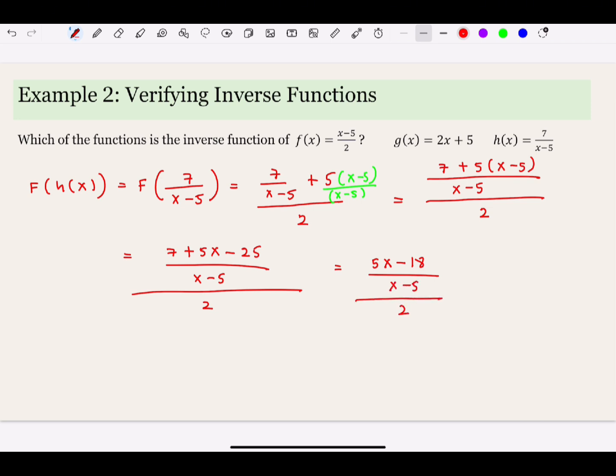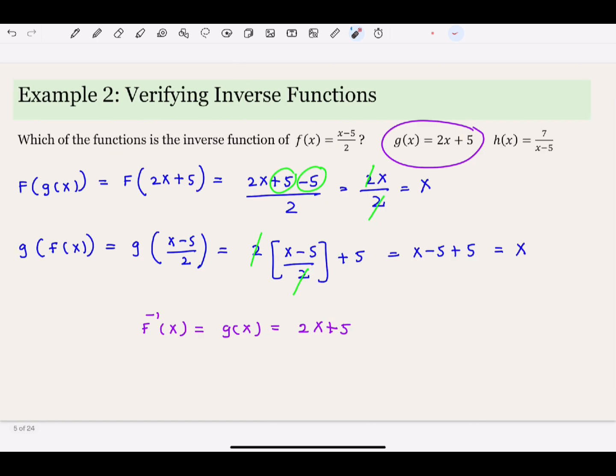Okay, so if you simplify this, you will not get x. If you want, you can try to simplify this expression and check, but it doesn't simplify into x, which means h of x is not the inverse of f of x. So the inverse of f is g. We already proved that over here. So in order to verify whether two functions are inverses or not, you have to take the compositions. You have to check both possible compositions, and if both compositions give you back x, it means they are the inverse of each other.